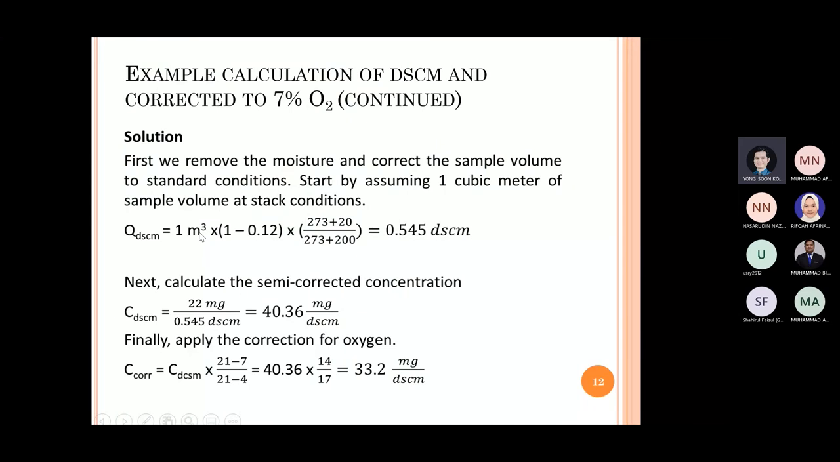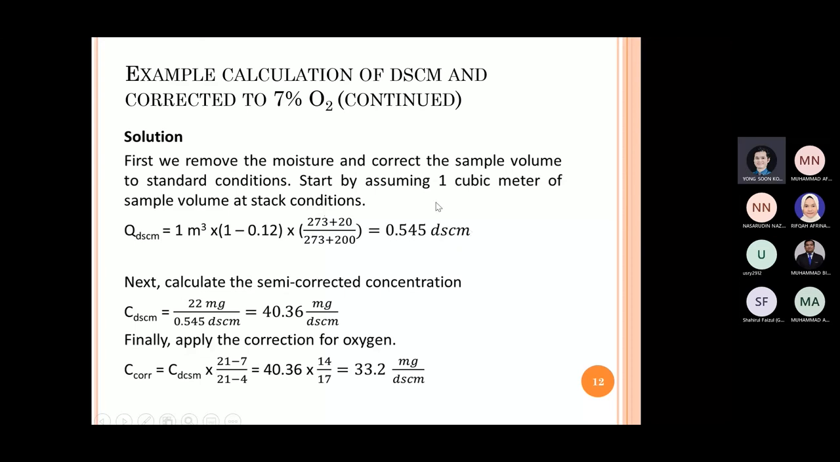And you will need to remove 12% of moisture. So this is why 1 minus 0.12. 0.12 is from 12%. So if 12% is the moisture, the remaining must be the particulate matter. Now moving on further, 273 plus 20 over 273 plus 200. So 273 is the temperature in Kelvin unit. This is the conversion of temperature to Kelvin unit, and multiply with this factor, you get 0.545 DSCM. So this is the volume of emission gas under DSCM.